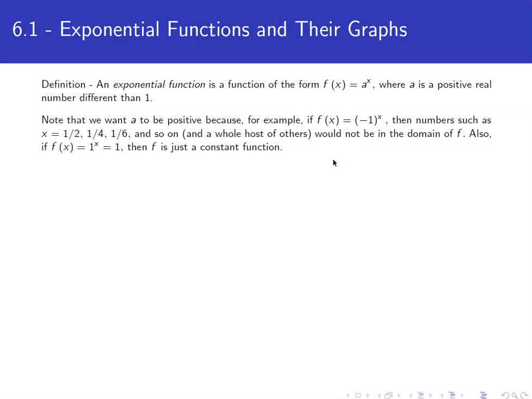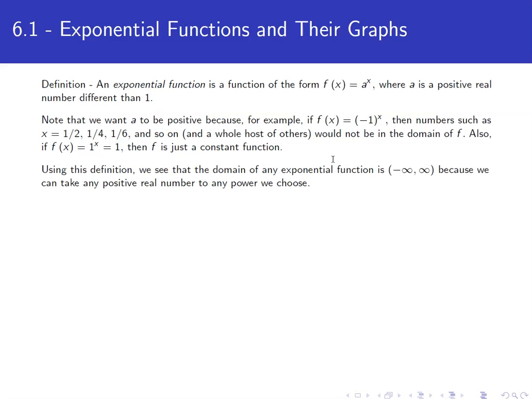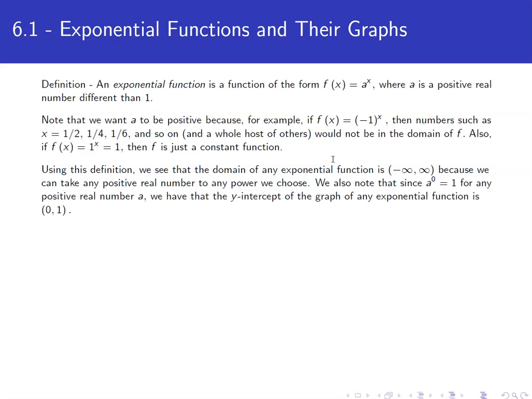Also, we don't want a to equal 1, because if a is equal to 1, then we just get f of x is equal to 1 all the time, and it's a constant function, and we want all exponential functions to have certain properties, and the constant function won't have these properties that we want. Making sure that we don't put in negatives allows the domain of any exponential function to be negative infinity to infinity, because we can take any positive real number to any power we want. We also notice that when we put 0 in for x, we get 1 out, no matter what happens for a. So the y-intercept of the graph for any exponential function will be the point (0, 1).